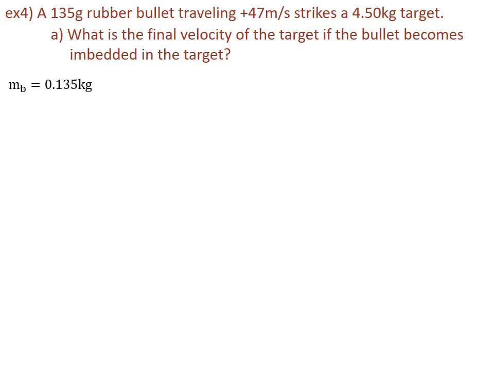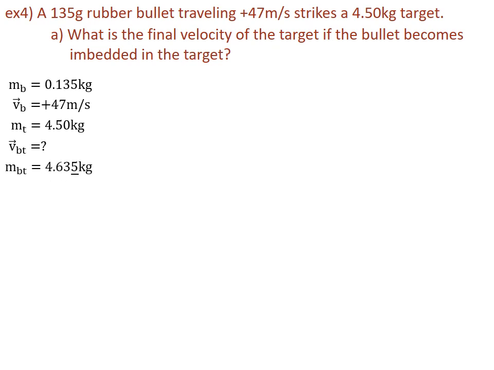Mass of bullet, I want it in kilograms, so 135 grams is 0.135 kilograms. Velocity of the bullet, initially traveling 47 meters per second. It hits a target. Its mass is 4.50 kilograms. Velocity of the bullet and target at the end is what I'm looking for. So how fast are the bullet and target moving once the bullet has become embedded in the target?